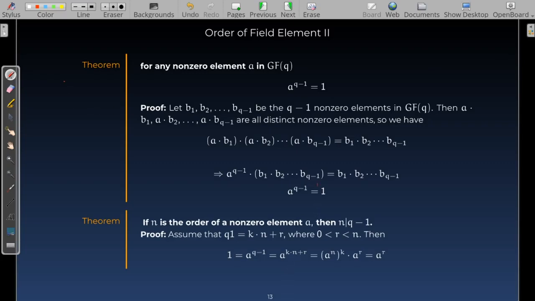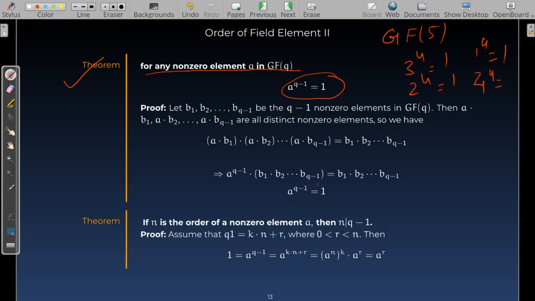Now here is a theorem: for any non-zero element a in GF(q), a to the power q minus 1 is always equal to 1. So if you are considering GF(5), then 3 to the power 4 must be equal to 1, 2 to the power 4 must be equal to 1, 1 to the power 4 is equal to 1, and 4 to the power 4 is also going to be equal to 1. So this is what we mean: for any non-zero element a in GF(q), a to the power q minus 1 is always going to be equal to 1, and it's actually very easy to prove.